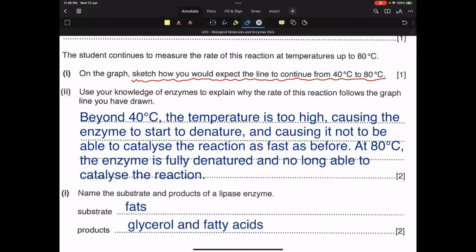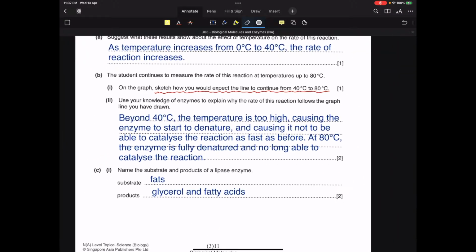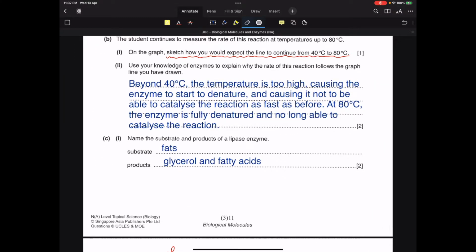Just as a tidbit, name the substrate and products of a lipase enzyme. Now, I know that this one, in C part 1, is for our upcoming chapter on digestion, but I'm going to give it to you at this point in time. The substrate that lipase acts on is fats, and the products formed are glycerol and fatty acids. So this is like a rehash of our previous topic on nutrients.